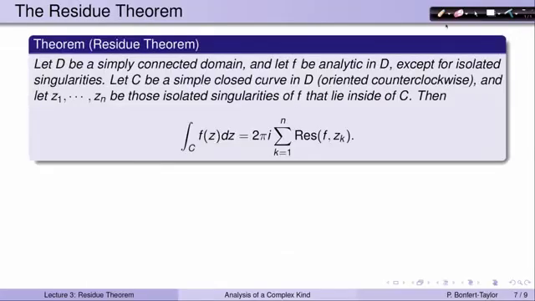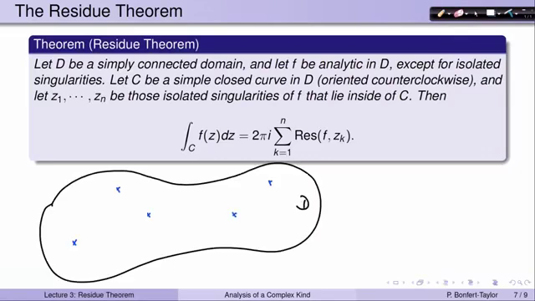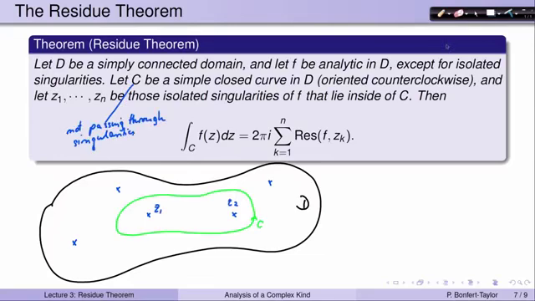Here, finally, is the residue theorem, the powerful theorem that this lecture is all about. Suppose D is a simply connected domain, and suppose f is an analytic function in D, except for isolated singularities. Here's my domain D, and I denote the isolated singularities with these little x's. Let C be a simple closed curve in D, and suppose c_1 through c_n are those isolated singularities of f that lie inside of C. This curve should not pass through any of the singularities. Here's my curve C, and it surrounds these two isolated singularities, denoted c_1 and c_2.